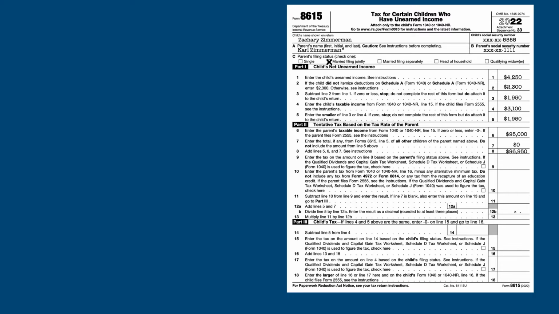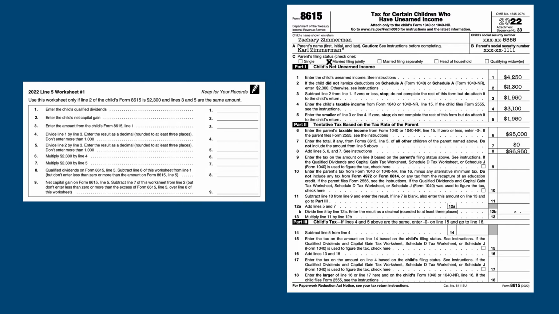Figuring out the tax on Carl and Dorothy's income, including Zack's unearned income subject to Kiddie Tax when qualified dividends or capital gains are involved, is a rather involved process. First, they need to fill out this line 5 worksheet. On line 1, they enter Zack's qualified dividends of $3,500. This figure is then divided by Zack's total unearned income from line 1 of the 8615, and the result of 0.824 is entered on line 4 of the worksheet. This is then multiplied by $2,300, which is the amount of Zack's unearned income that is not subject to Kiddie Tax.